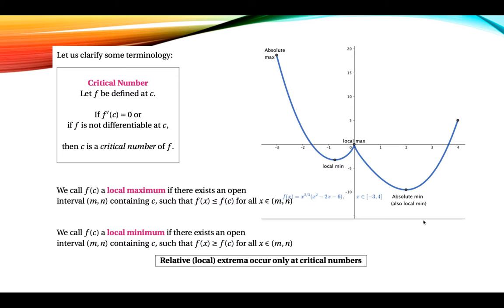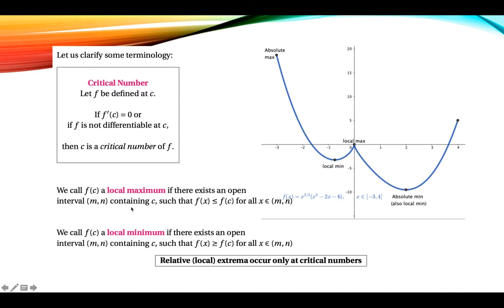Let's clarify some terminology. Critical numbers: let f be defined at c. If f prime of c is 0, or if f is not differentiable at c, meaning f prime of c is undefined or f of c is undefined, then c is a critical number of f.